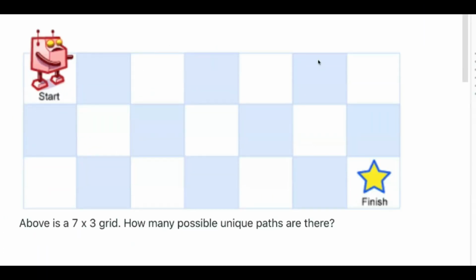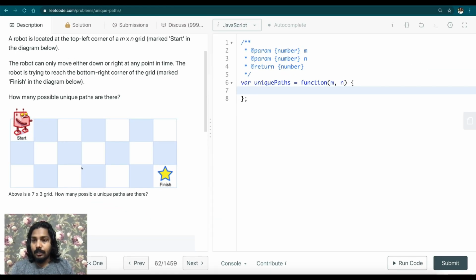Given m into n grid like this, and there's a robot which is ready to travel from first cell to reach the last cell, right? So it has two choices. Either it can move towards right and make the path, and it can move to the bottom. By making such choices, we need to find all the possible paths to reach the last cell of the grid.